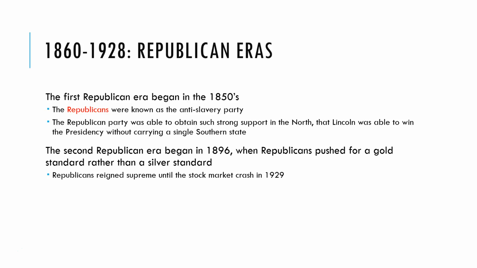The Republican Party was able to obtain such strong support in the North that Lincoln was able to win the presidency in 1860 without carrying a single Southern state, which is one of the things that pushes the South to feel that they were legally justified in leaving the country going into the Civil War. The second Republican era began in 1896, when Republicans pushed for a gold standard rather than a silver standard.